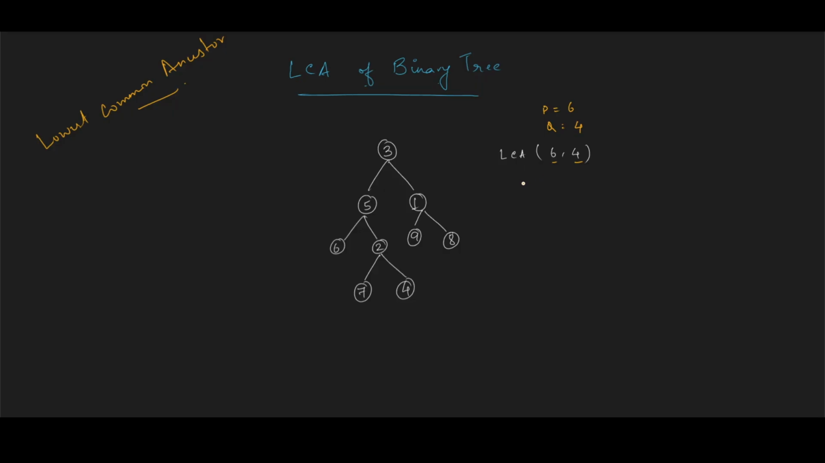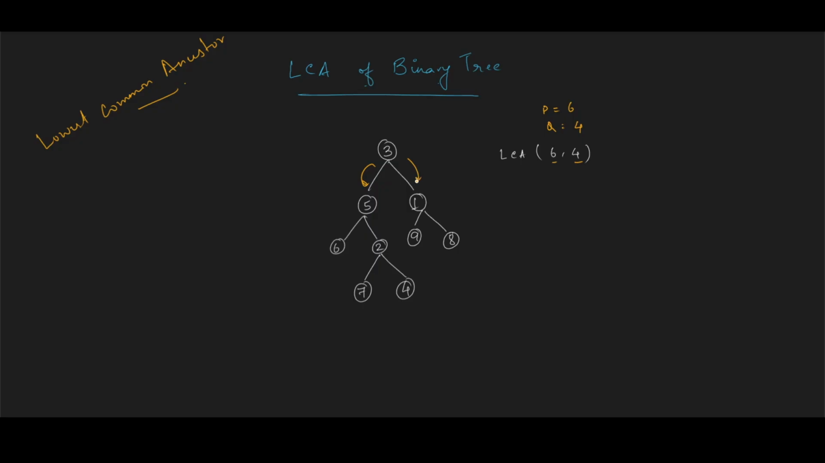Now when we are standing at a node, if the node is null, there is nothing here, so we simply return null. If the node is P or Q, then we have found one of our targets, so we directly return that node. Now I'll search in the left subtree and in the right subtree.